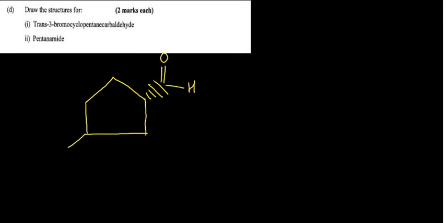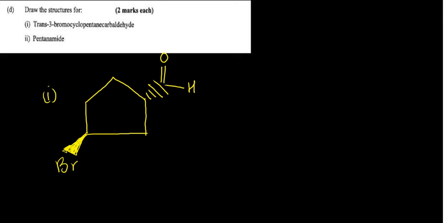And because it is trans, it should be towards us. Since the functional group for the aldehyde is going in the page, then this should come towards us. We need to show the stereoisomerism there. And then this is bromine. So this is trans 3-bromocyclopentane carbohydrate.